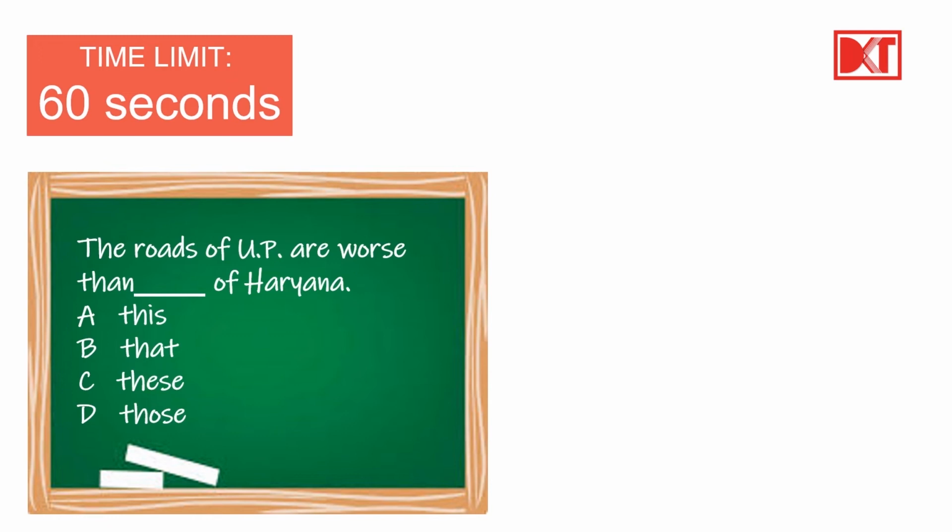Now here you see the question is the roads of UP are worse than dash of Haryana. Now सबसे पहले demonstrative pronoun के लिए हमें क्या देखना है? ये देखना है कि singular है या plural है. So हम किस चीज के बारे में बात कर रहे हैं? हम बात कर रहे हैं roads of UP. Roads of UP singular है या plural है? Roads में s आ रहा है, this is plural. रोड कोई एक तो है नहीं, roads तो बहुत सारे UP में. So roads of UP, this is plural. Okay, so it has to be one of these.